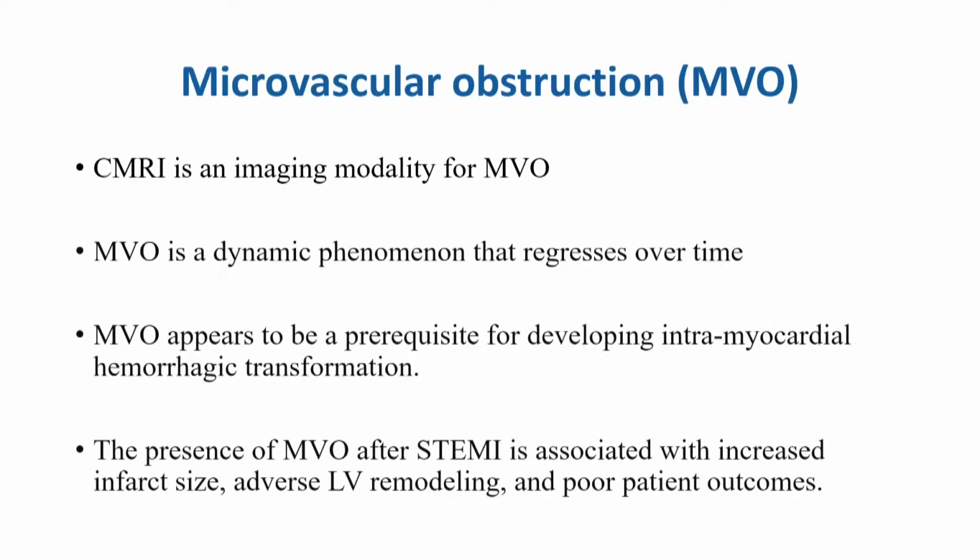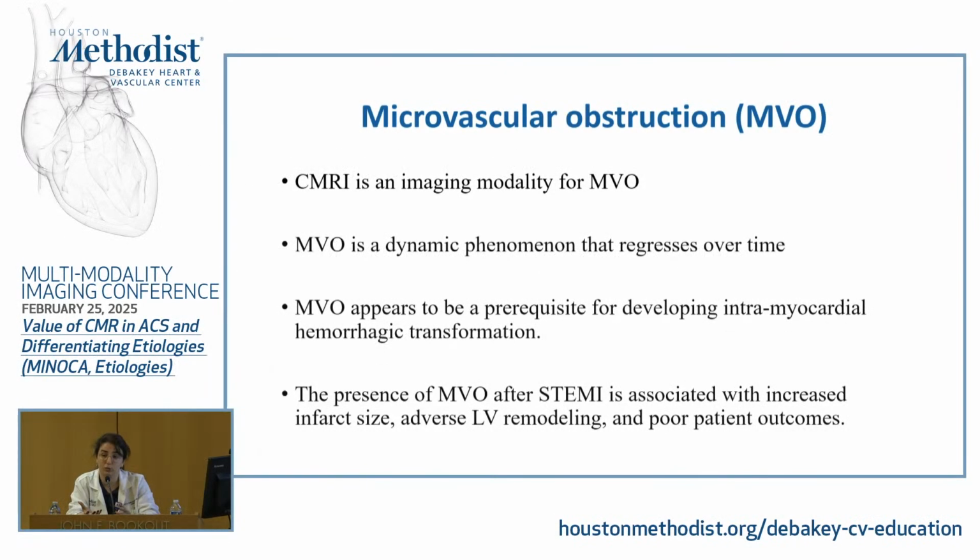One more thing: why do we want to know if there is MVO or not, and why is using these terminologies important? It has been shown that if a patient after STEMI has MVO, it is usually associated with increased infarct size and adverse LV remodeling, so end-diastolic and end-systolic volumes don't remodel as well and continue being bigger, EF continues being on the lower side, and there is increased mortality and heart failure hospitalizations. So that's why labeling or seeing MVO matters.